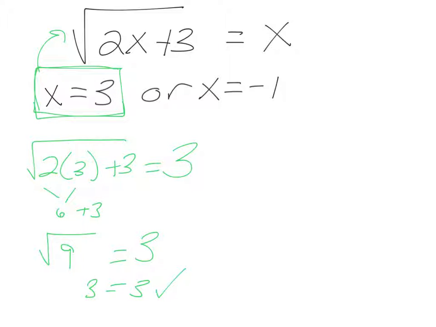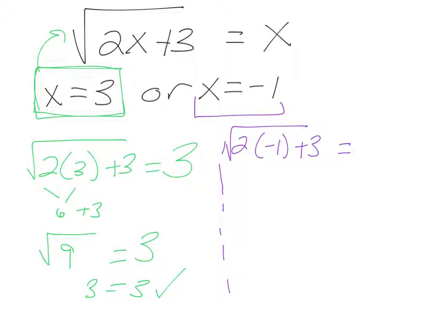We'll go check the other solution here. Check x equals -1 as a solution. So we should have the square root of 2 times -1 plus 3, and that should equal x, which we think is -1. So as we do this math here, we see that 2 times -1 is -2, and -2 plus 3 is 1.